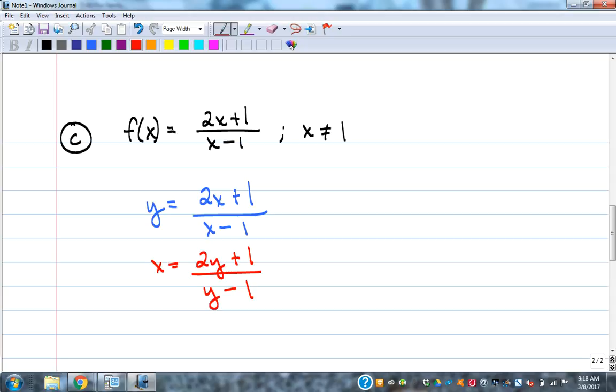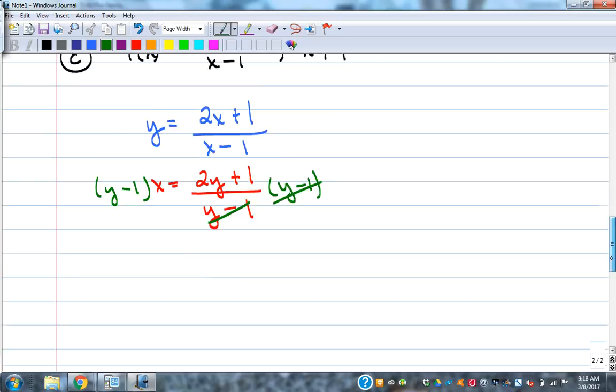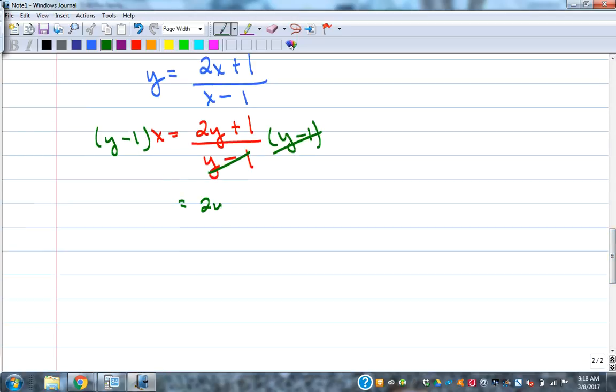So what do we do? Multiply by the bottom there. Yeah, that's the right thing. So these cancel out, and I get 2y plus 1. And on the other side, I get xy minus x, just distributing the x. I'm trying to get what by itself again? Y. So what needs to be on the same side? Things that have a y.